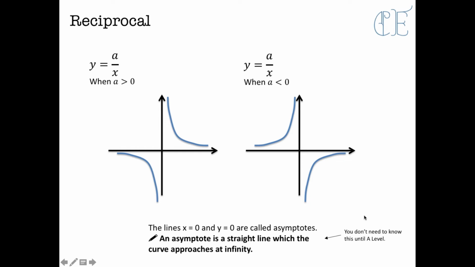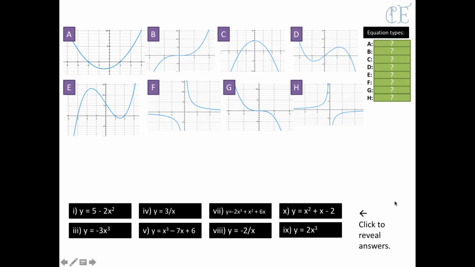But you don't really need to know about this unless you're going to do A-level maths. You just need to try and remember that a fractional graph like this will look like this. So let's have a quick look and see if we can recognise them. We have A, B, C, D, E, F, G and H. I will show the answers, but if you'd like to pause the video and think whether it's a cubic, a quadratic, a linear or a reciprocal graph, you may.